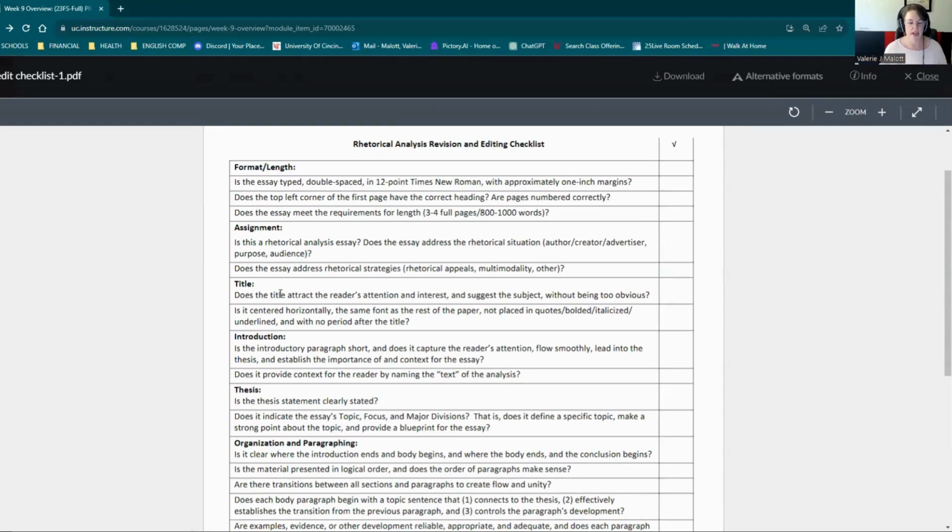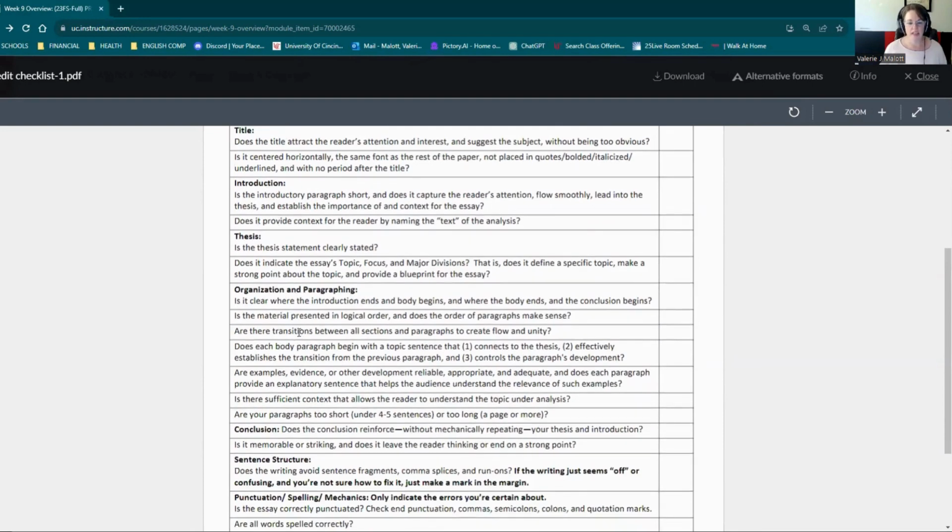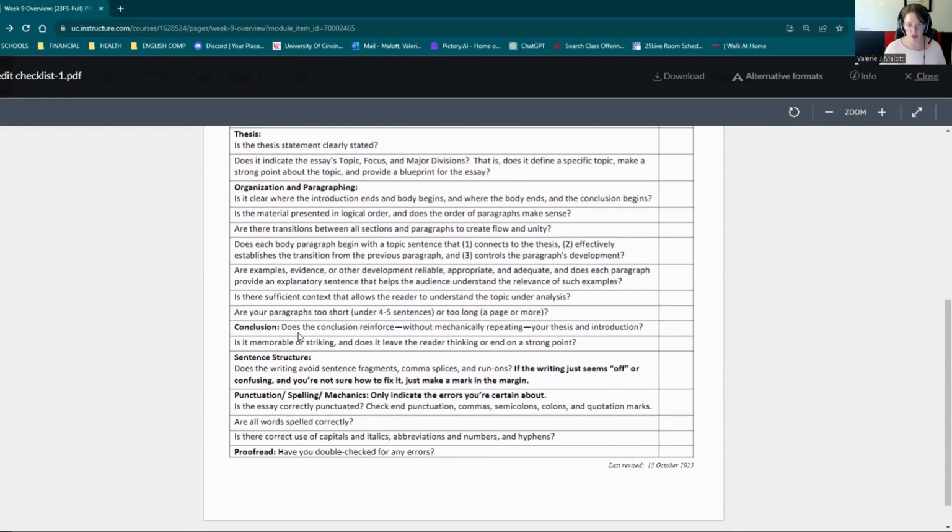And then looking at things like your title, your introduction, your thesis statement, how it's organized, the various paragraphs that you have, your conclusion, and then look at things like sentence structure. Does the writing avoid sentence fragments, comma splices, run-ons? If it just seems off to you and you're not quite sure how it should be fixed, you can always shoot me a message and ask me what you did wrong and how you can improve it. I'm happy to point you in the right direction.